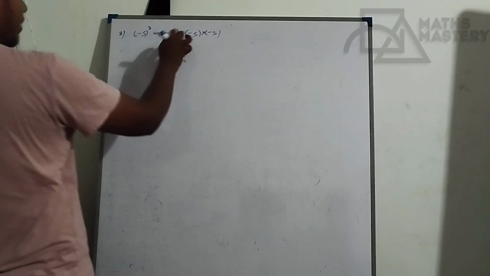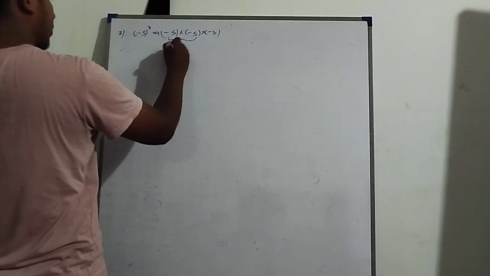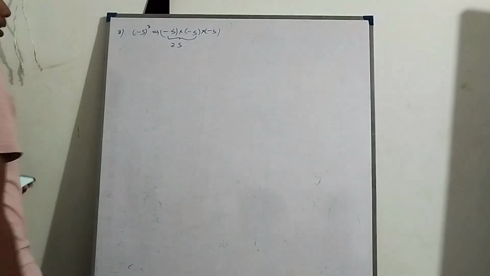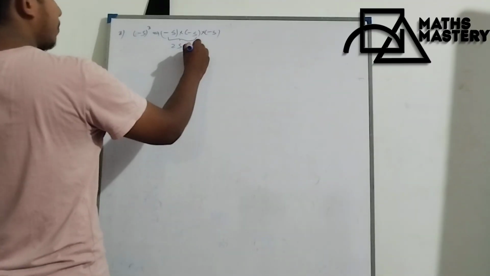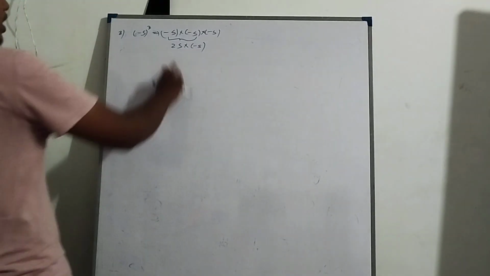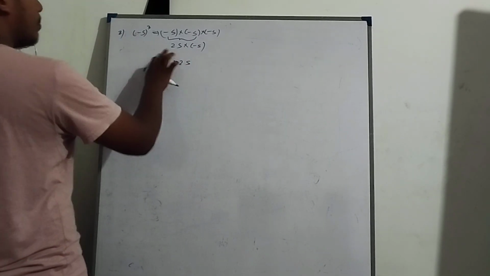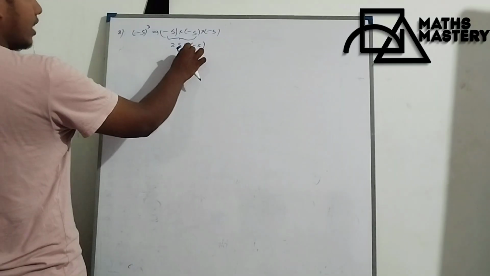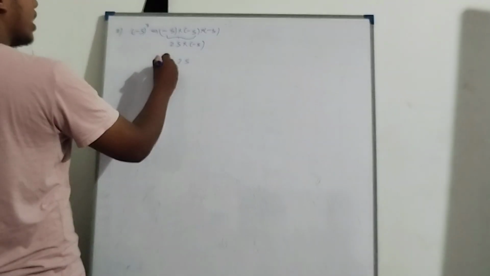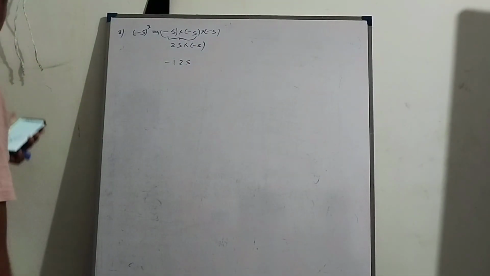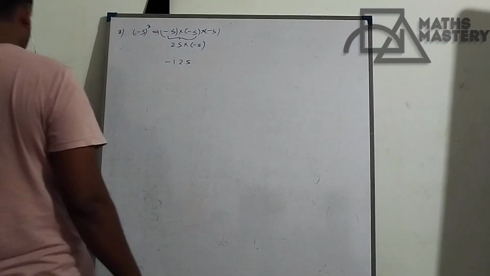So minus 5 into minus 5, you'll get the answer plus 25. Why? Minus and minus becomes plus in multiplication. 25 multiplied by minus 5, you'll get the answer 125. But the sign of this is negative. Why? This is a plus and this is a minus. Plus and minus becomes minus 125. Let's go to the next question. Question number 9.